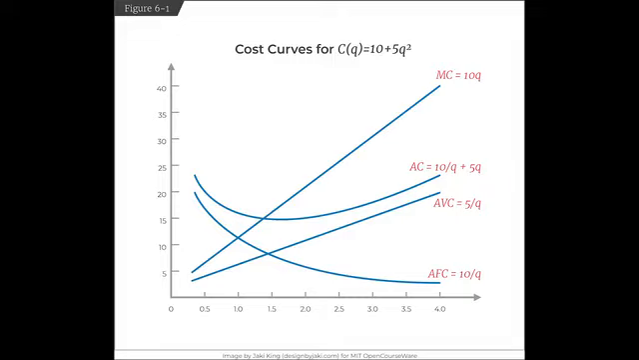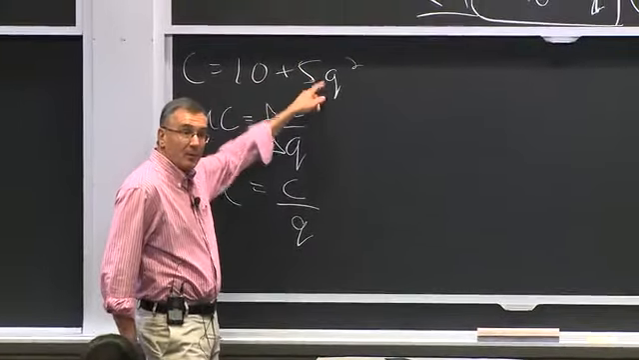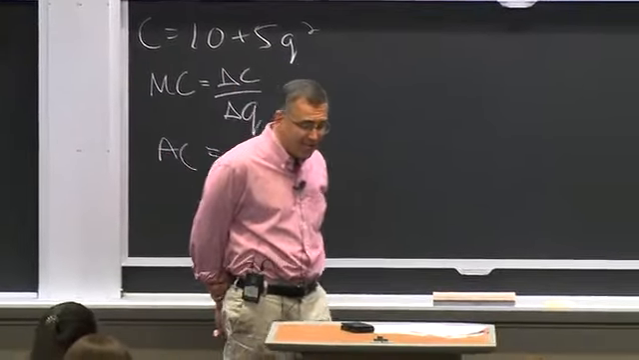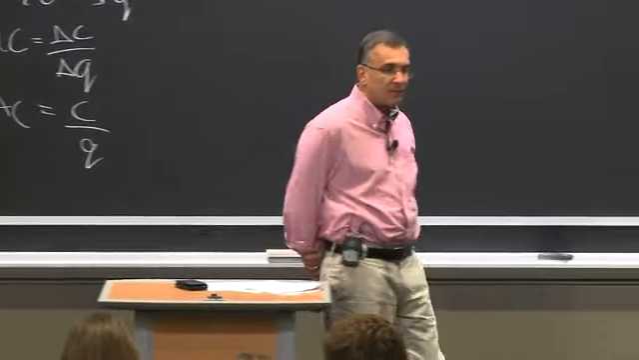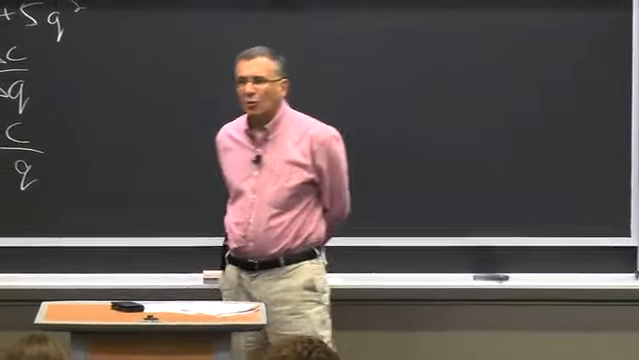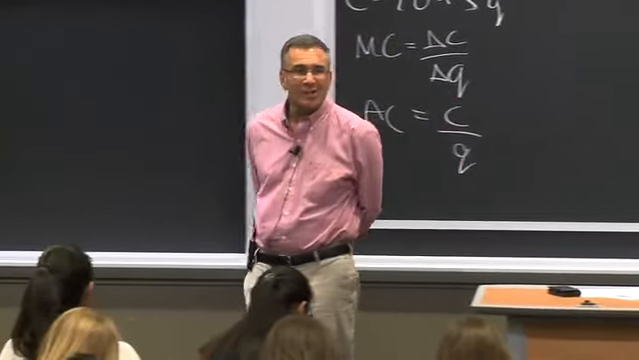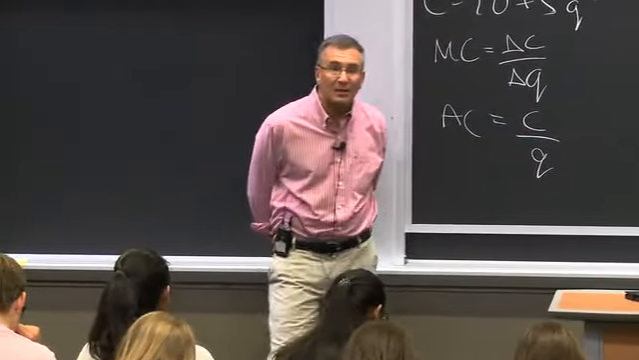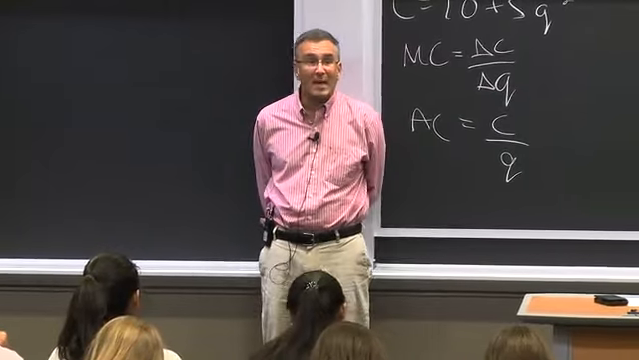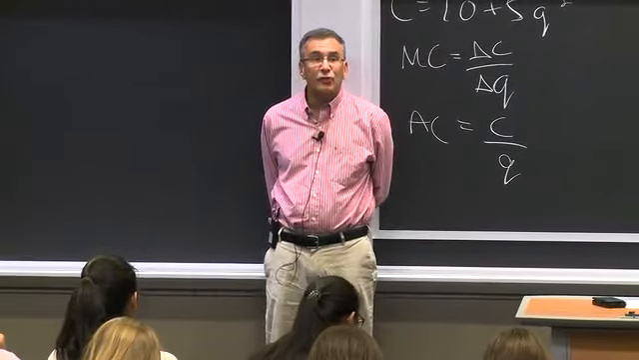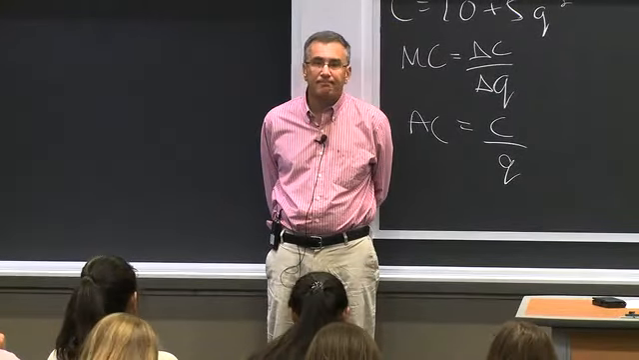Average cost is this sort of funky shaped thing which is 10 over q plus 5q. I just divided this by q. Okay? Where it's first declining and then increasing. Why is that? Why is average cost first declining and then increasing? Just intuitively, why in general in the short run would we expect average cost first to fall and then increase? Anyone have ideas?